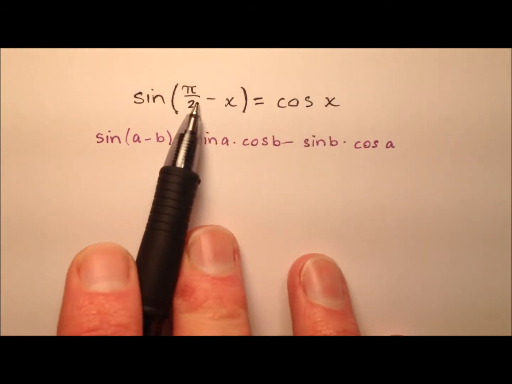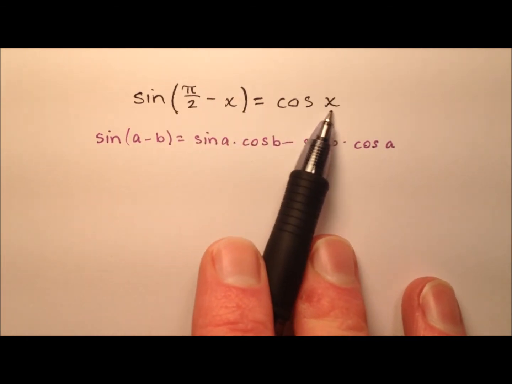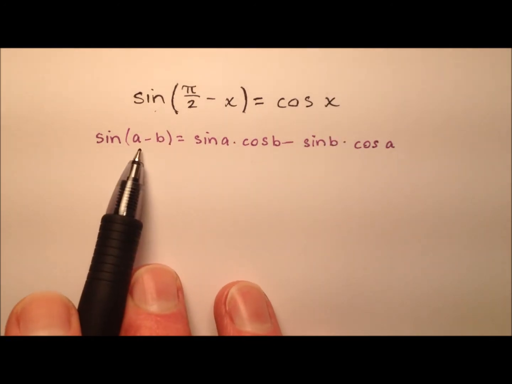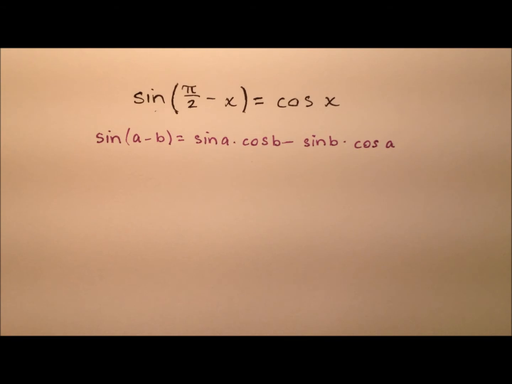So it appears that we have two complementary angles. The sine of one angle equals the cosine of its complement. Well, sure, we know that to be true. Let's employ the difference identity here for sine, and we'll show that.